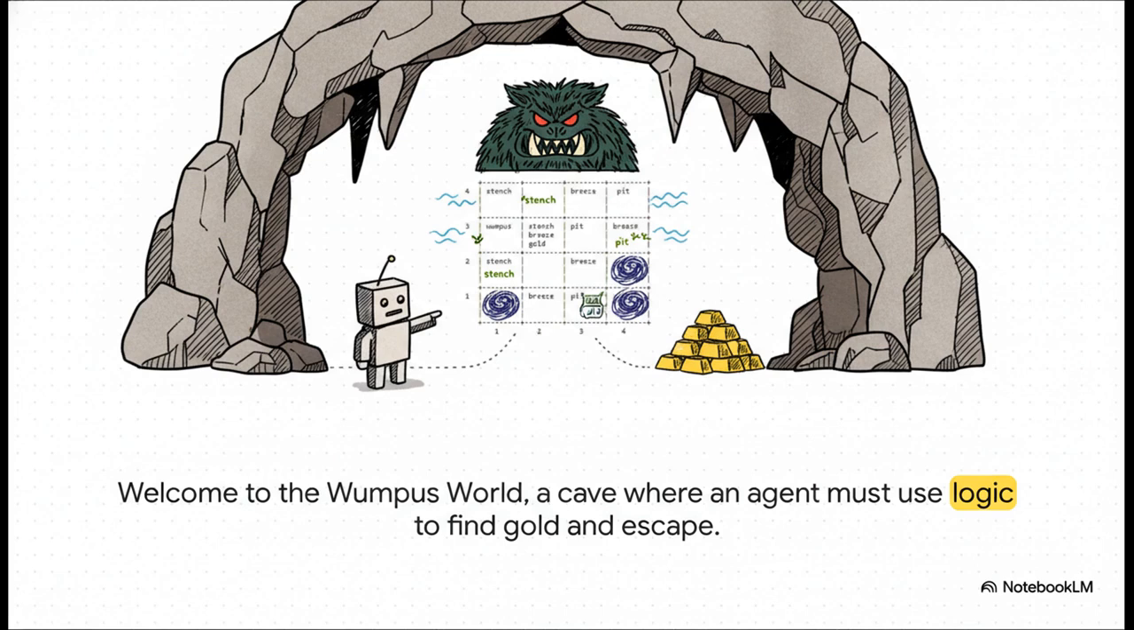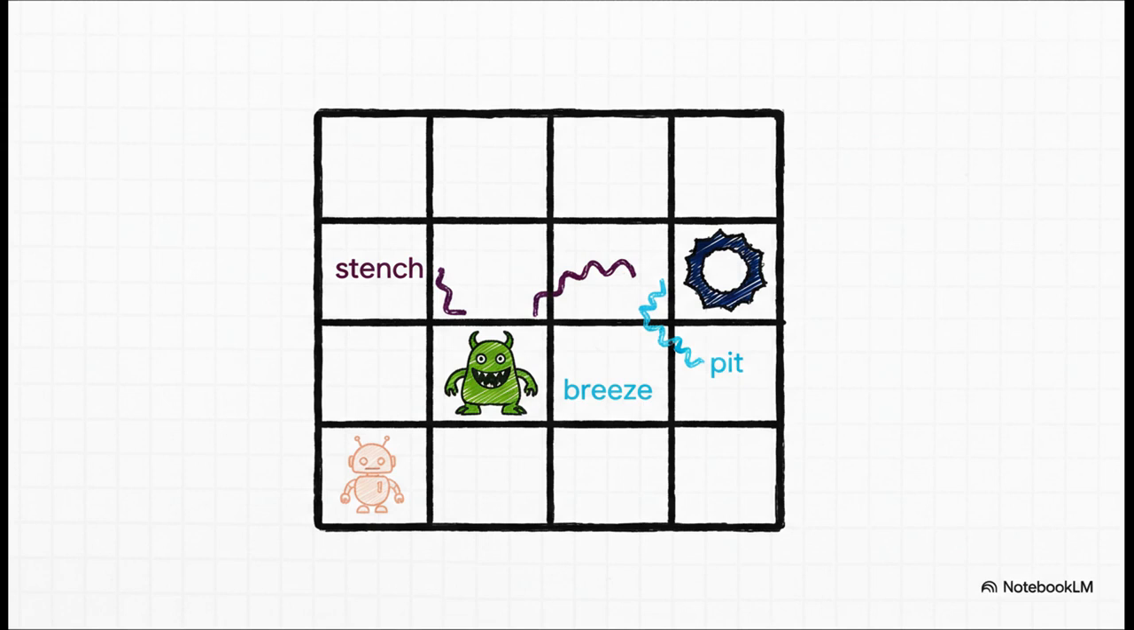Easy, right? Well, the cave is also filled with dangers. There are bottomless pits and a terrifying monster called the Wumpus. So here's the crucial part. The agent can't actually see these dangers directly. It has to rely on its percepts, its senses. In any square that's right next to a pit, it feels a breeze. In any square next to the Wumpus, it smells a horrible stench. These are the only clues it gets to try and piece together a mental map of the world and figure out which squares are safe to enter.